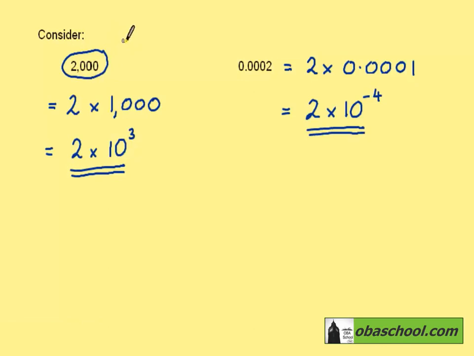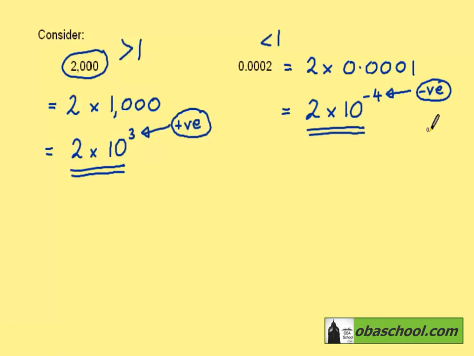So 2000, which is a number that's more than 1, is written in standard form with an index which is positive. And 0.0002, a number which is very much less than 1, is written in standard form with an index which is negative.